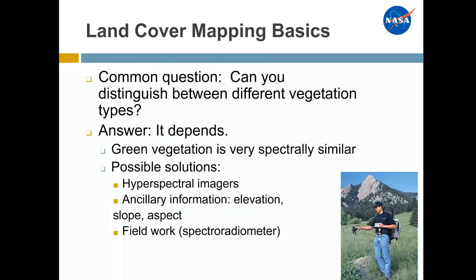Another very common method is to use a spectroradiometer in the field to collect specific information about the spectral reflectance of different vegetation types. This is typically used with hyperspectral imagery to precisely identify spectral signatures.